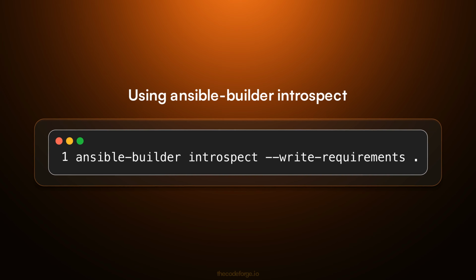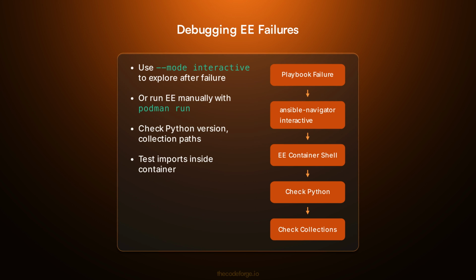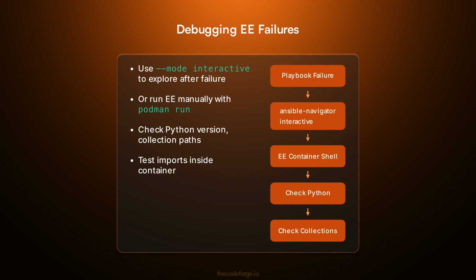The article mentions ansible-builder introspect, but doesn't show the command. This scans your playbook directory and generates requirements.yml and requirements.txt automatically, which is a great starting point for your EE definition. When a playbook fails inside an EE, you can't SSH into the ephemeral container.